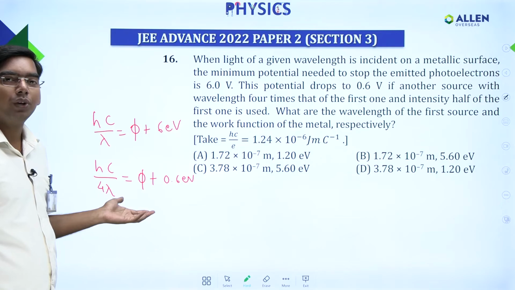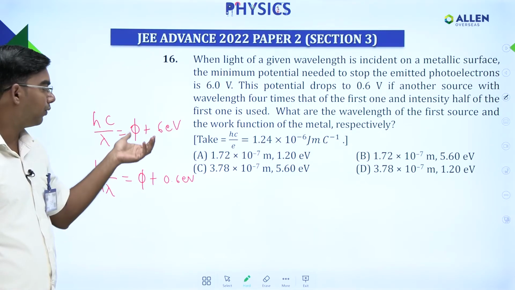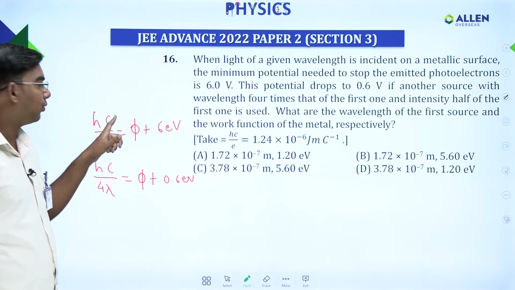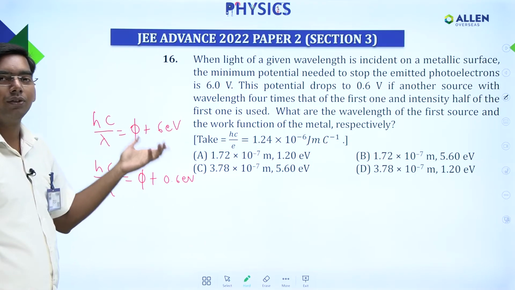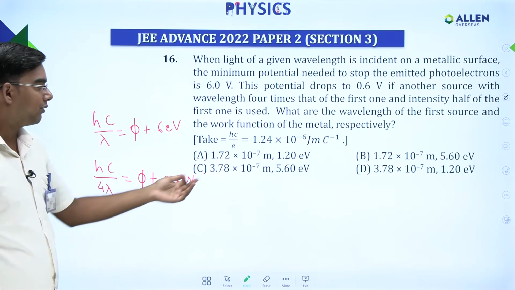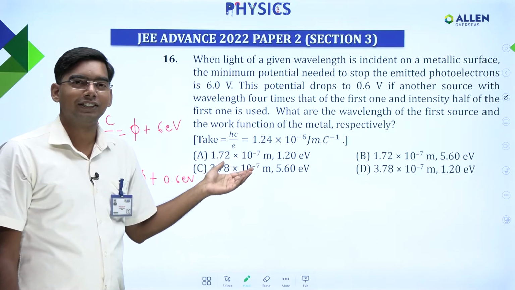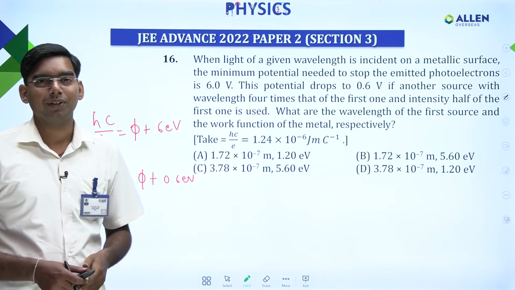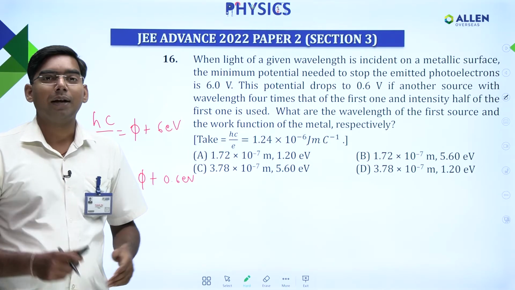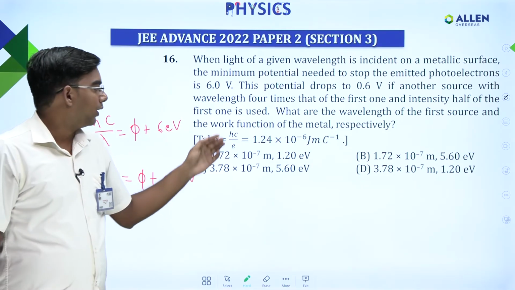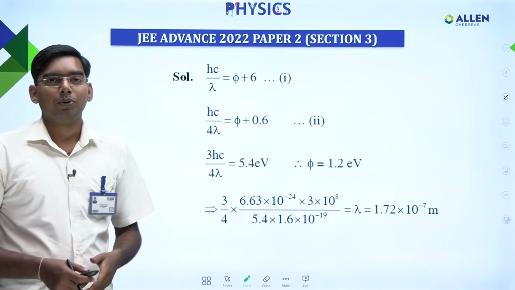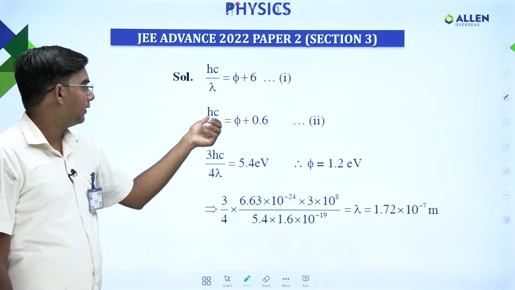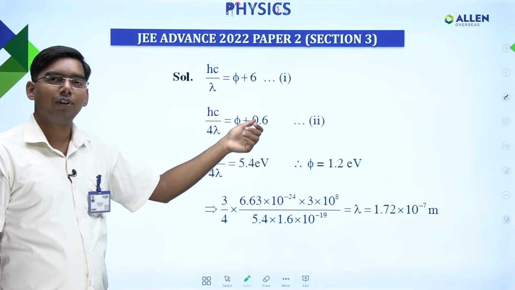If you want, you can take the ratio and then solve for phi. Once you get the value of phi, substitute here. You know the value of h, you know the value of c, put it over here, you will get the answer of lambda as well. In fact, they have taken some mercy on you, they have put the values over here, but I think you should remember the value of hc by E, right? So in this situation, when we put the values over here, hc by lambda comes out to be 5 plus 6, and hc by 4 lambda is equal to 5 plus 0.6.